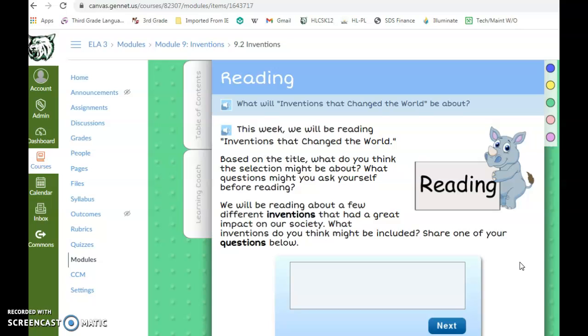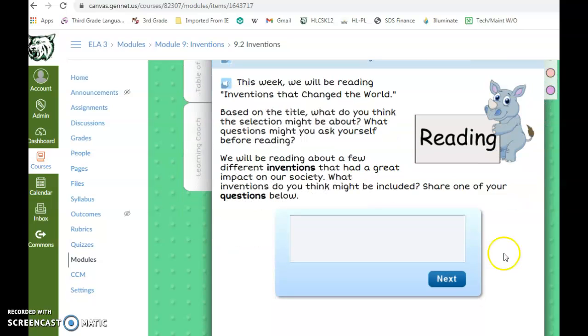This week, we are reading Inventions That Changed the World. So again, when we are asking questions, we ask questions before, during, and after reading. So thinking about before reading, based on that title, Inventions That Changed the World, what do you think it might be about? We will be reading about a few different inventions that had a great impact on our society. What inventions do you think might be included? Share one of your questions below.